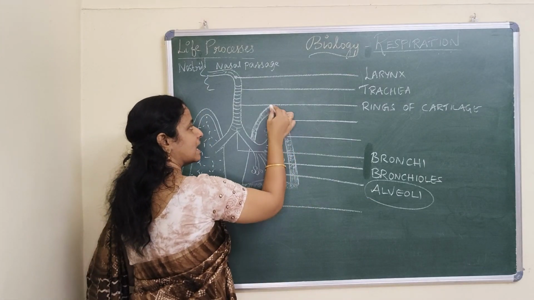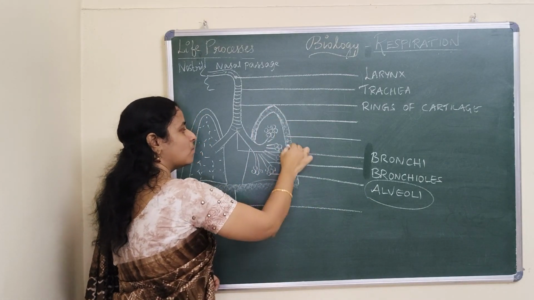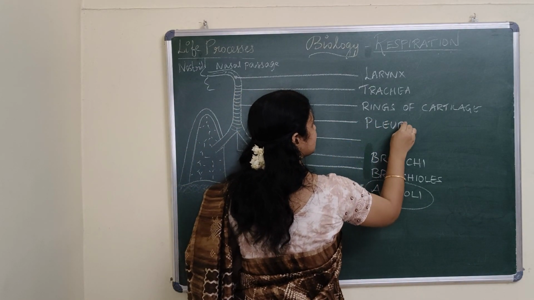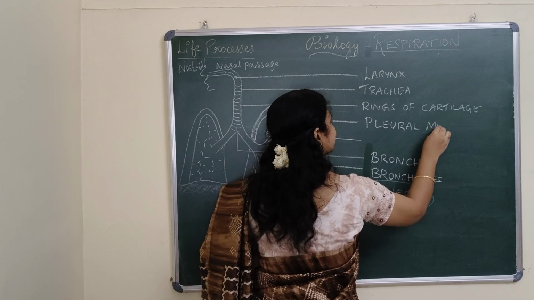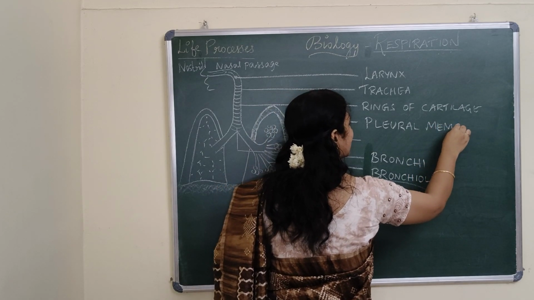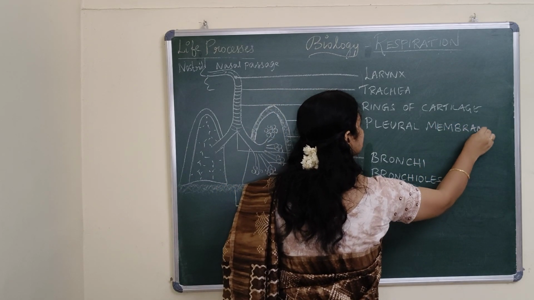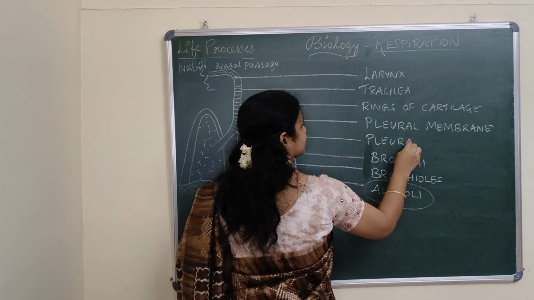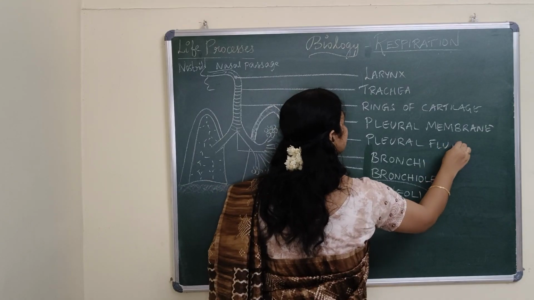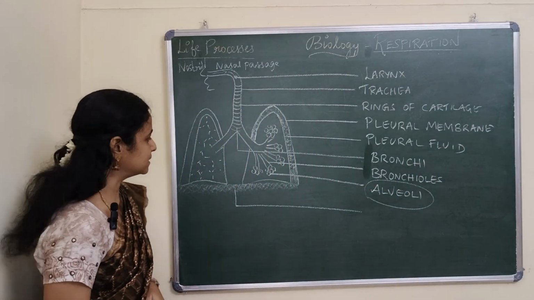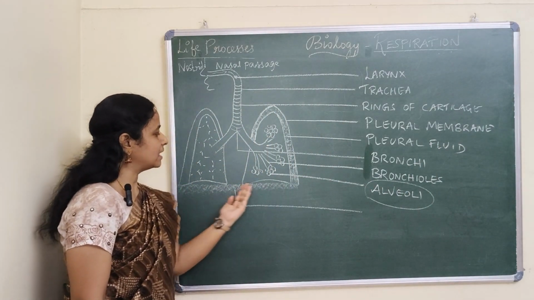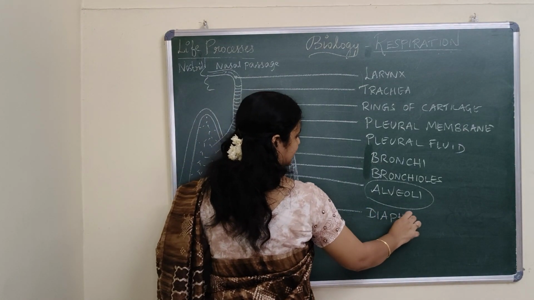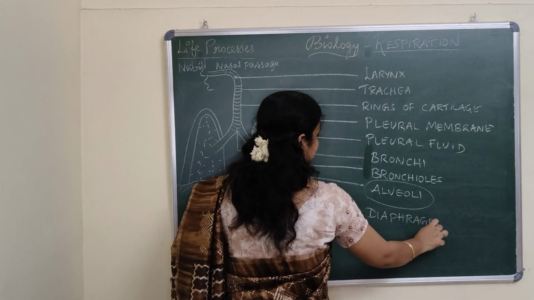And the lung is covered by a double wall layer called the pleural membrane. In between the pleural membrane, we have a fluid called the pleural fluid. This pleural fluid prevents the lung from external damage. And the base of the lung is called the diaphragm.